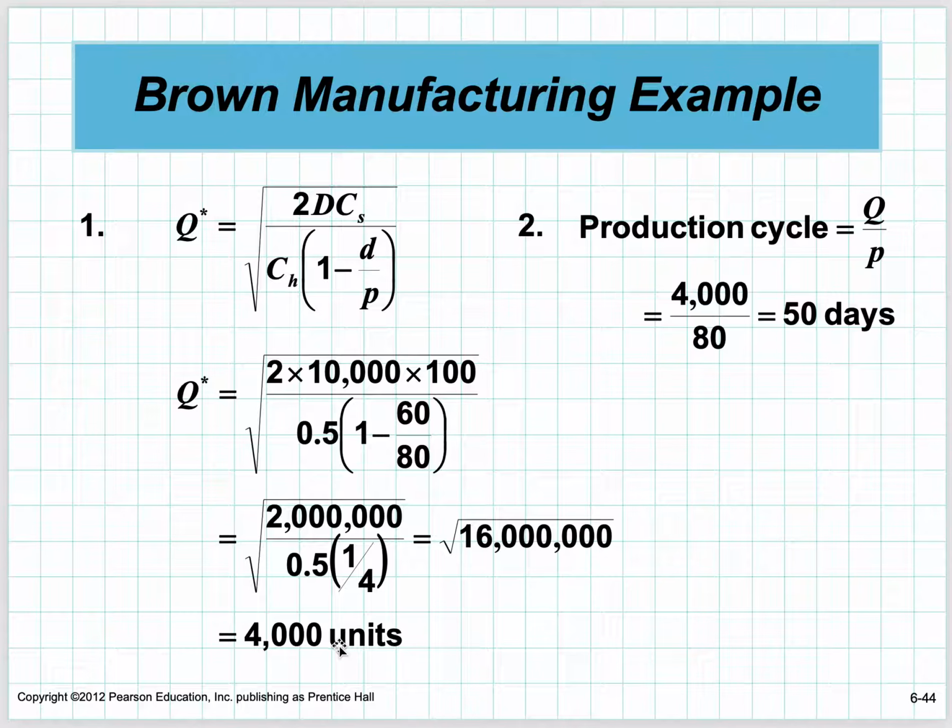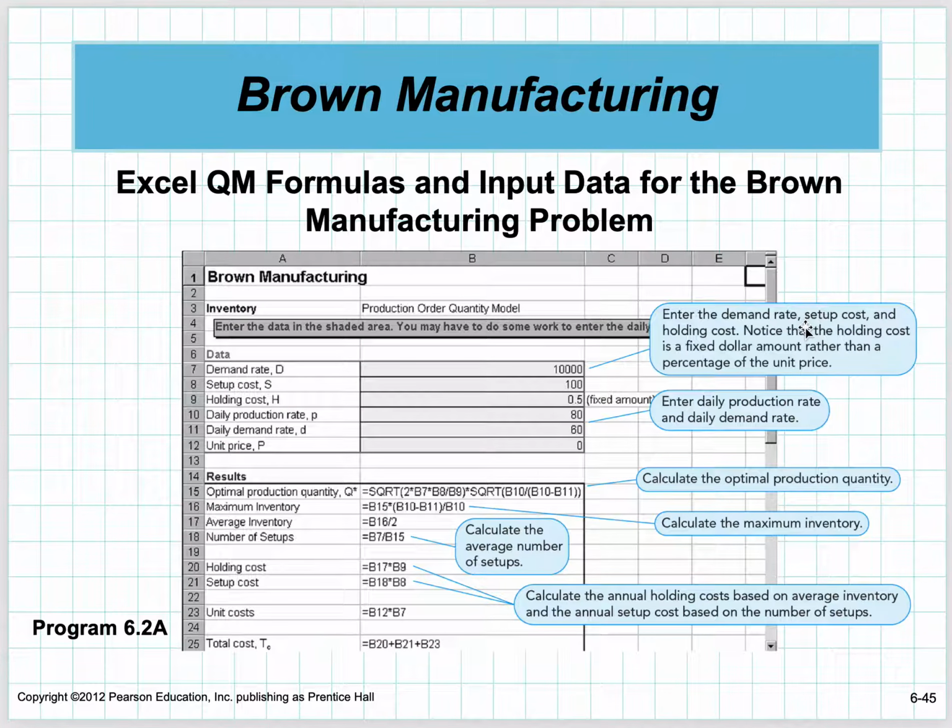They have to produce a lot of days. So they're going to produce 4,000 units. The production cycle is going to be 50 days. And I think we said they were going to do 2.5 runs a year. So that would be 125 days a year. Out of 365, almost half the days a year they're going to be producing this product.